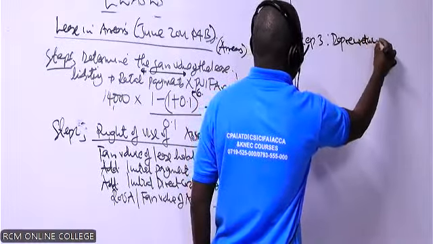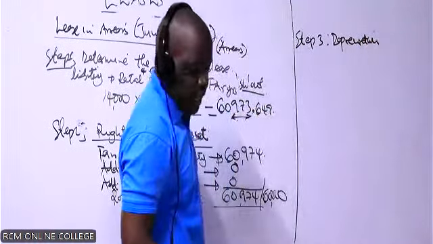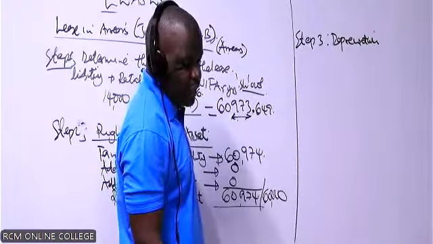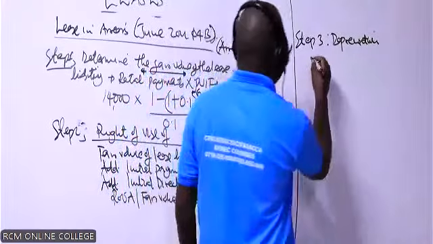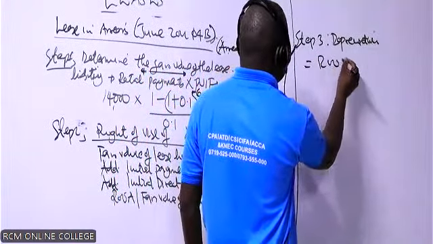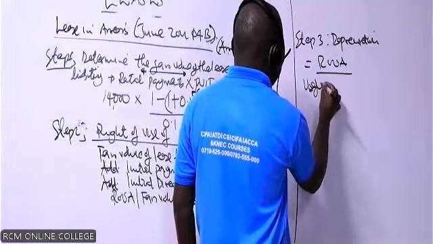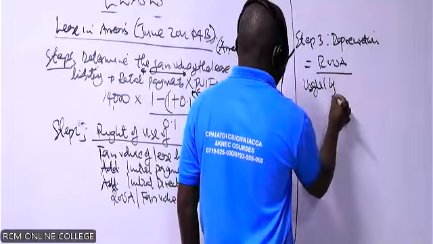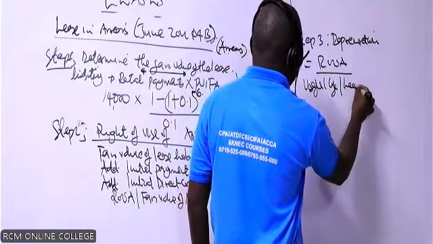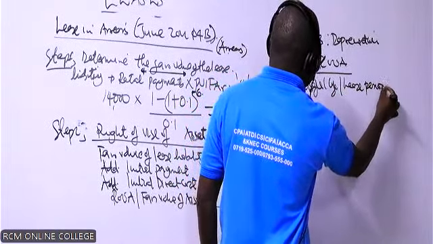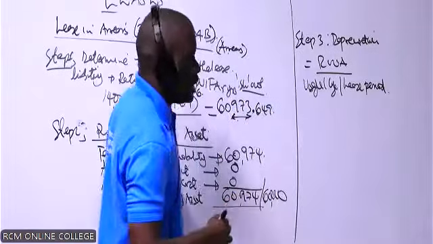How do we calculate the depreciation? We said you take the ROA. You divide by the useful life, or the lease period.